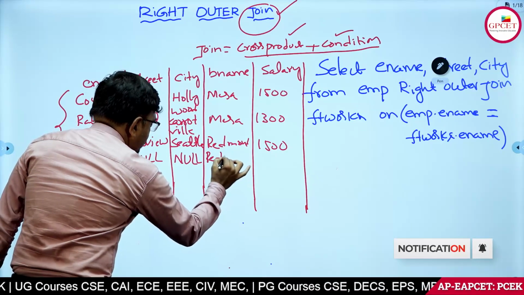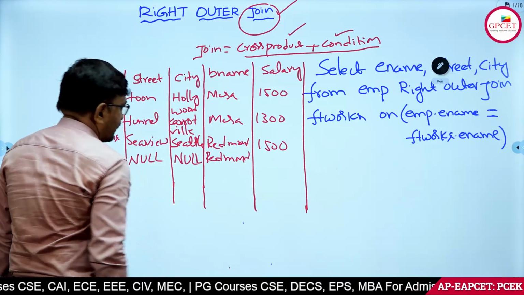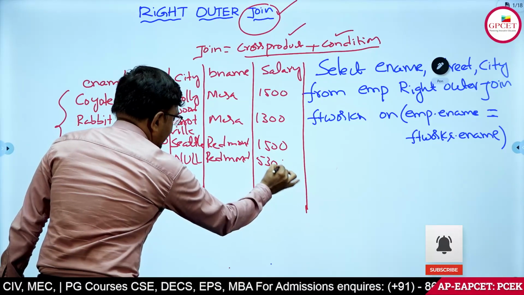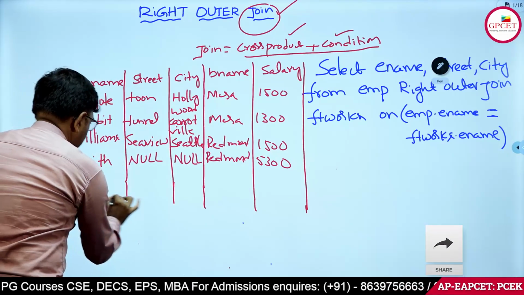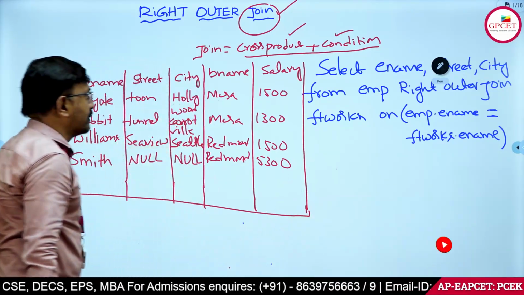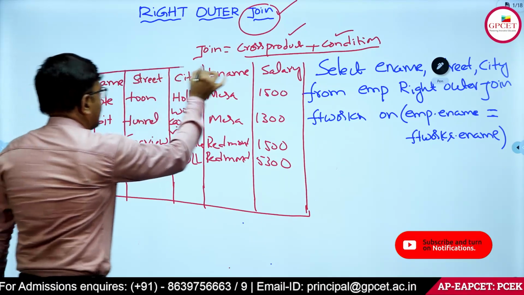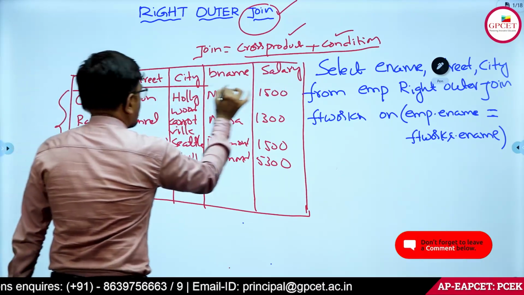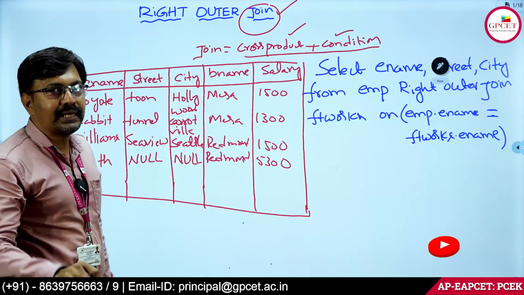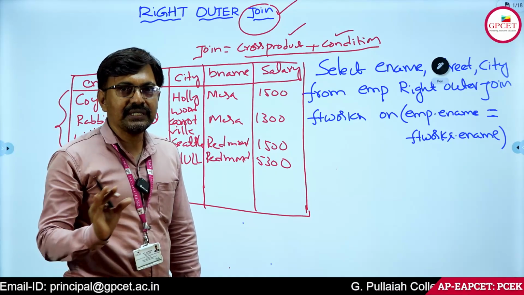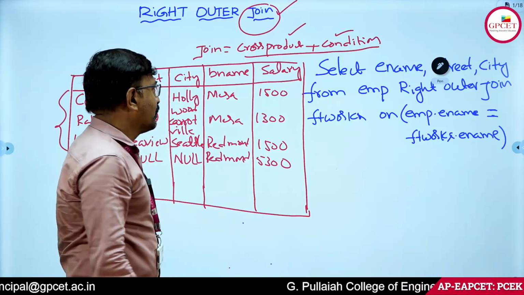Redmond, and then 5300. Okay. This is the right outer join. What is meant by right outer join? Take all rows in the right relation that did not match any tuple in the left relation, and that is nothing but the right outer join.